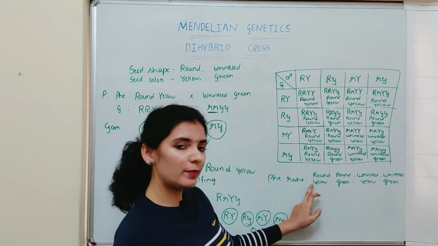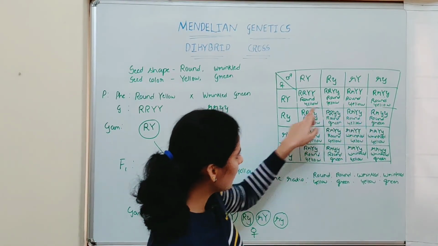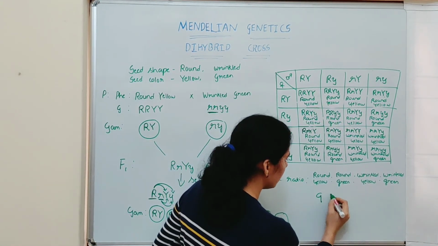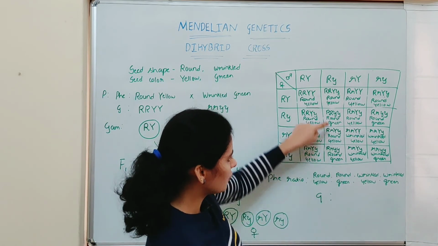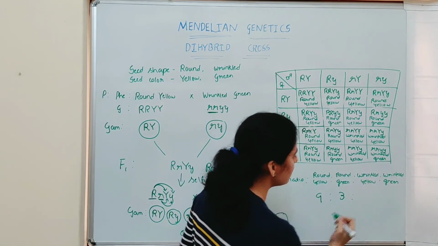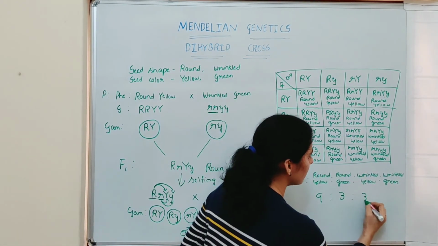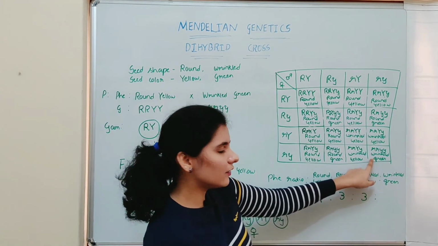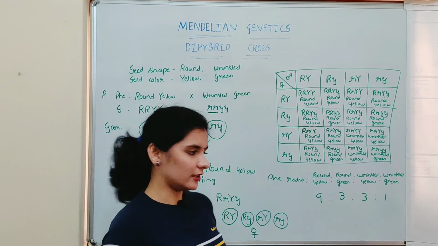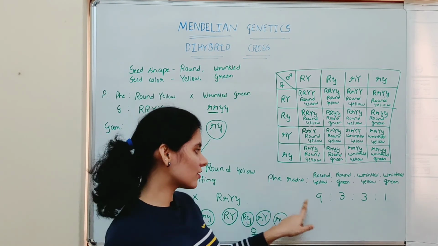We'll count the number of plants that produce round and yellow seeds. 1, 2, 3, 4, 5, 6, 7, 8, 9. So 9 round yellow is to round green. So 1, 2, 3. So 3 round green plants. Wrinkled yellow 1, 2, 3. So 3 wrinkled yellow is to 1 wrinkled green. Only one plant produced wrinkled green. So the phenotypic ratio of the F2 generation of a dihybrid cross is 9:3:3:1.